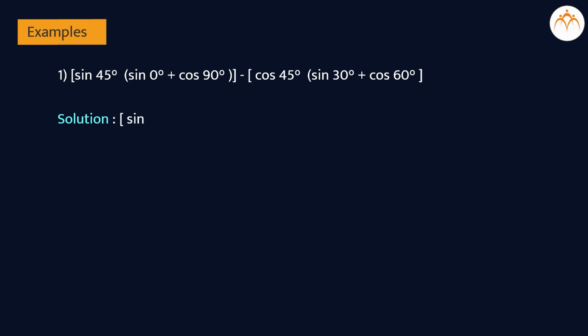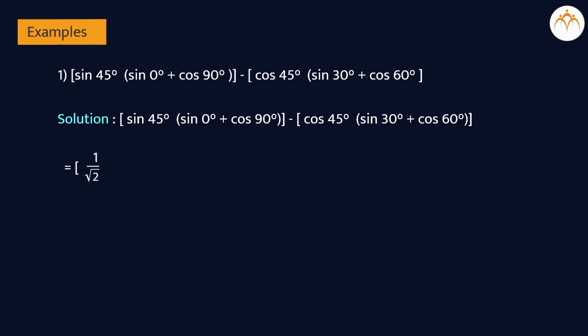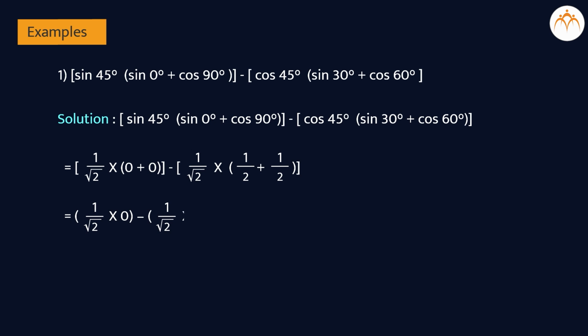Solution. Sin 45 degree into sin 0 degree plus cos 90 degree minus cos 45 degree into sin 30 degree plus cos 60 degree equal to 1 upon square root of 2 into 0 plus 0 minus 1 upon square root of 2 into 1 upon 2 plus 1 upon 2 equal to 1 upon square root of 2 into 0 minus 1 upon square root of 2 into 1 equal to 0 minus 1 upon square root of 2 equal to minus 1 upon square root of 2.